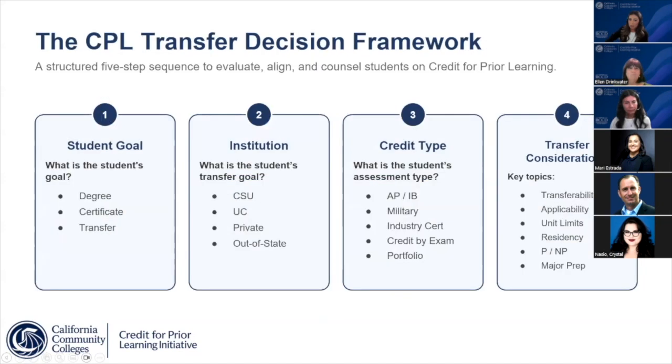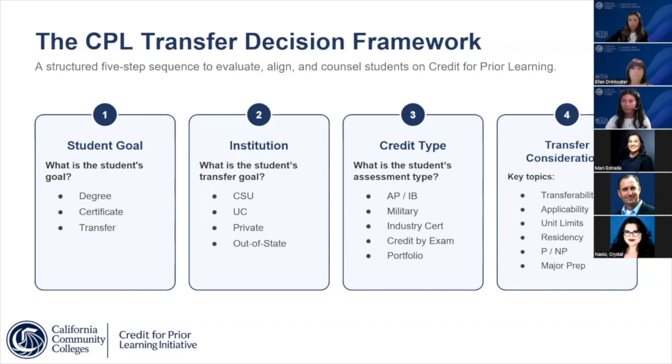This is a four-step framework that could provide a consistent approach for evaluating CPL while keeping the student's educational goal at the center of the conversation. Ideally, what we're doing is starting first with that student educational goal. What is the student's goal? Are they looking to earn a degree? Are they looking to earn a certificate? Are they planning to transfer?